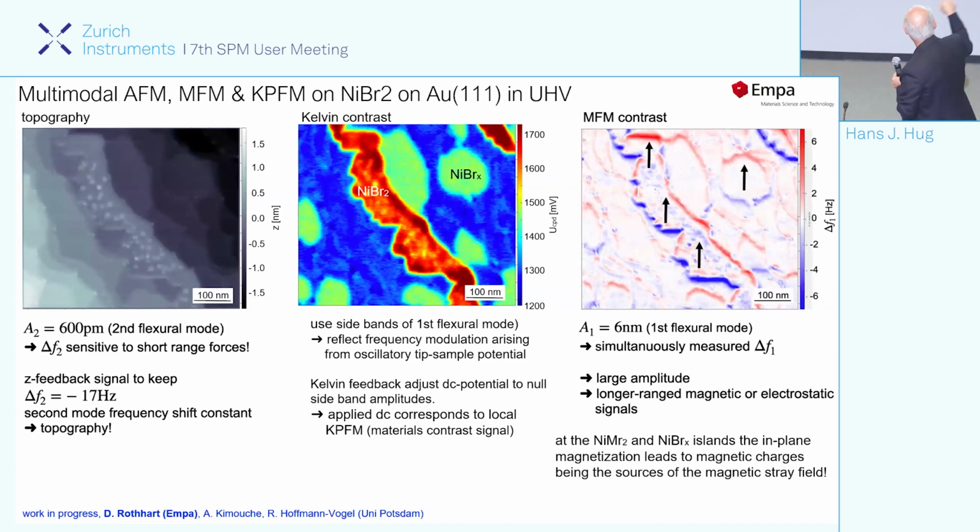Now, you see basically the island structure with a little bit of noise. But what the hell do these red and blue bars mean that you see there? Well, that means positive and negative frequency shift contrast. And that's caused by the magnetic fields that are generated by these islands. Now, these arrows indicate the direction of the magnetization inside these islands. So you have a magnetization like this, and the island is finished here. So when the magnetization vanishes, you get a magnetic charge at the edge of the island.